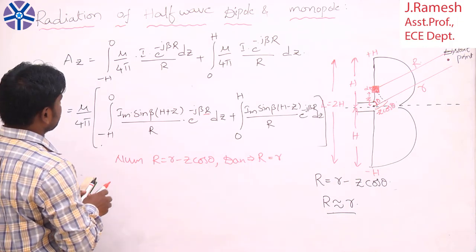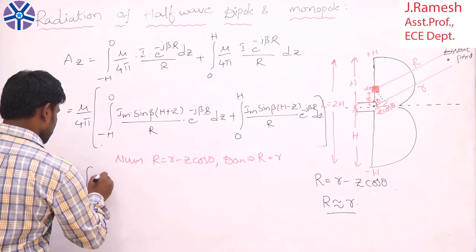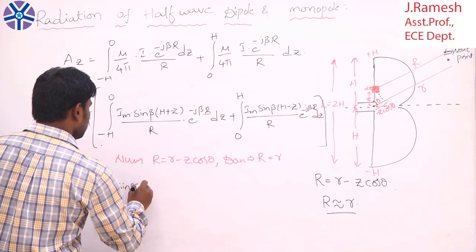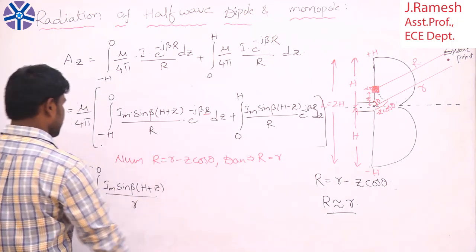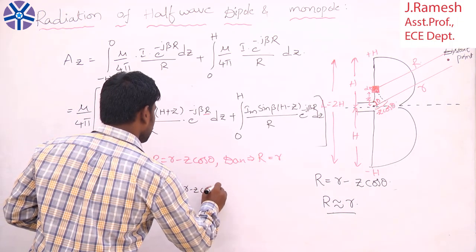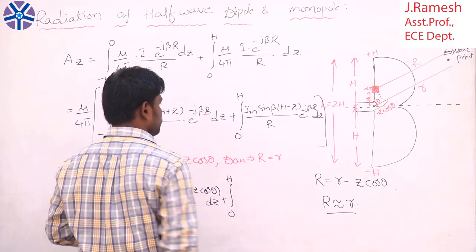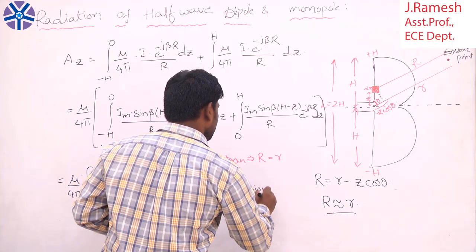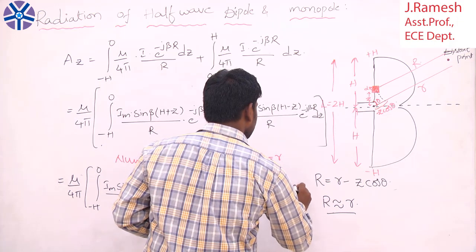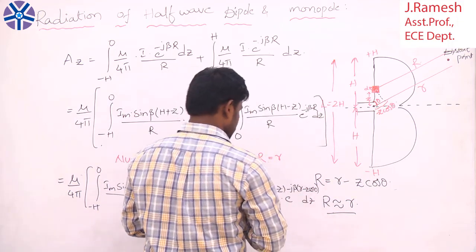So what we get from this is μ by 4π, integral of minus h to 0, Im sine β (h plus z) by small r, I am directly writing, and e to the power of minus jβ into (r minus z cos theta) into dz, plus the other term, 0 to positive h, Im sine β (h minus z) by small r into e to the power of minus jβ into (r minus z cos theta) into dz.